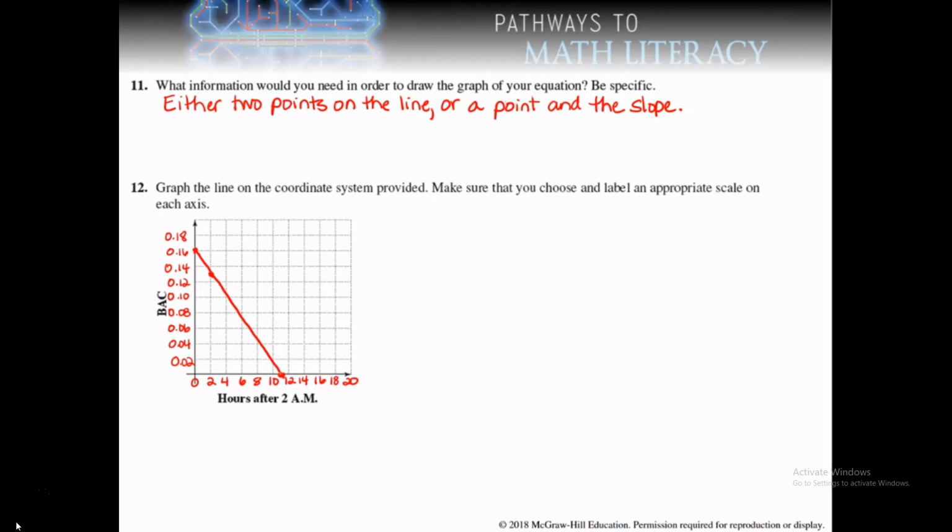dropped to 0. So that means I can take my equation and plug 0 in for the y value. That'll give me 0 equals 0.16 minus 0.015x. And then I need to get x by itself. So in this case, I think I'll start by moving the x over to the left. So I'm going to add 0.015x to both sides.